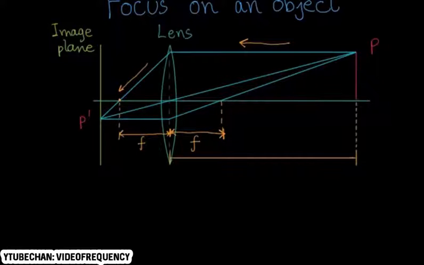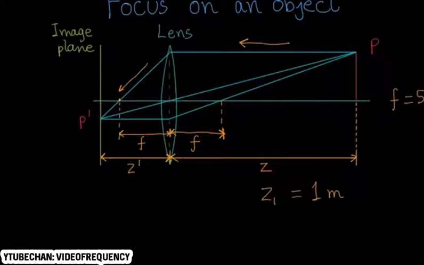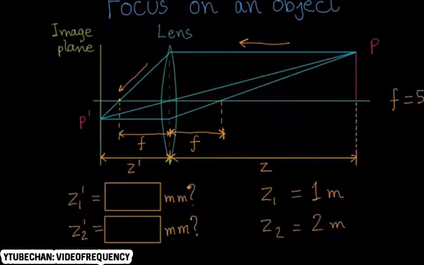The distance of the object from the lens is z, and the distance between the image plane and the lens is z prime. Let's say the focal length f is 50 millimeters. Now consider two scenarios. One where the object is 1 meter away, and second where the object is 2 meters away. At what corresponding values of z prime would the object be in focus? Enter your answers in the boxes provided in millimeters with up to 2 decimal places of precision.